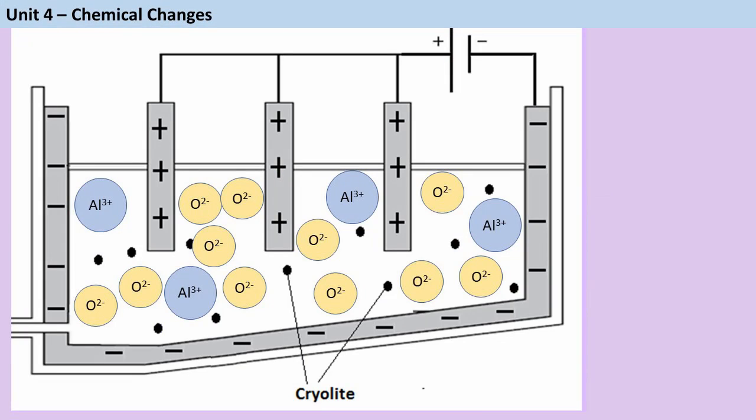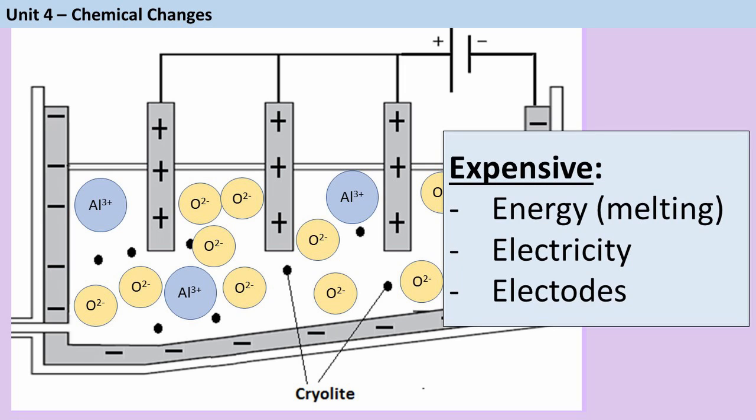The extraction of aluminium is named as an example of electrolysis, so you need to know that it's extracted from aluminium oxide, which is mixed up with cryolite to help to disrupt the lattice. You should be able to talk about how this is a very expensive process, because it takes a lot of energy to melt the aluminium oxide, it takes a lot of energy to provide the electricity to do the electrolysis, and also because the electrodes, which are made of graphite, will gradually wear away and need replacing over time.